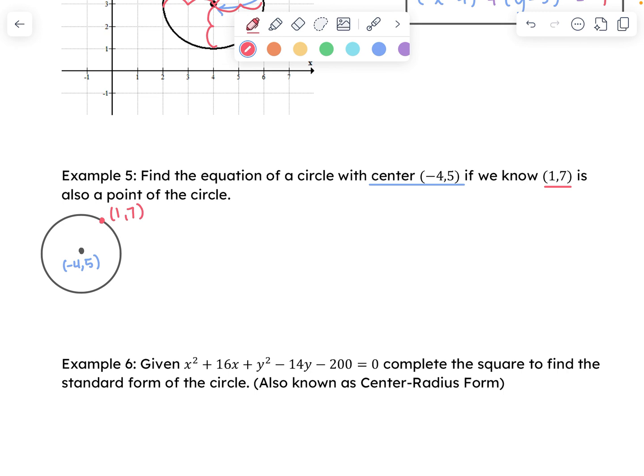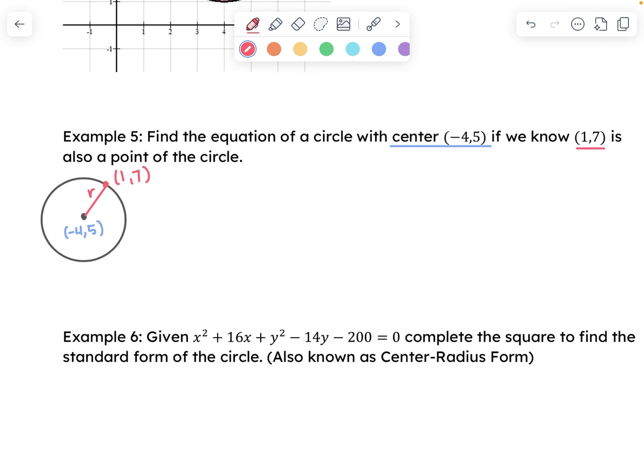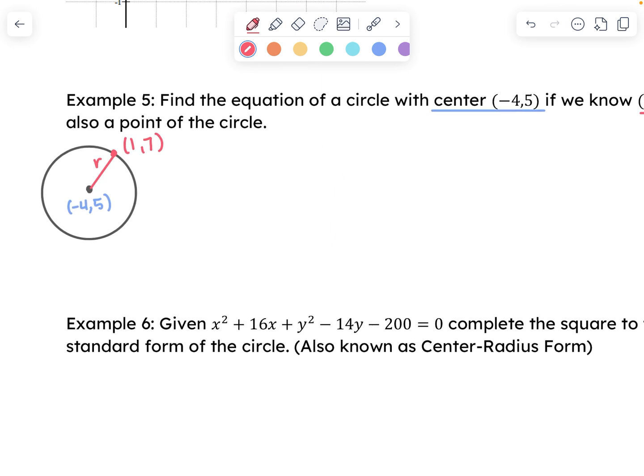Now remember, for my equation, I need to know the center and I need to know the radius. But I don't know what the radius is. This is where, like I was saying, we could use one of our other formulas. We could use our distance formula here to help us. From the center to that point on the circle is the radius, so I just need to find that distance. So I'm going to use my distance formula. Let's say my center is my x1, y1. My other point is my x2, y2. And I'm going to plug it in to my distance formula.